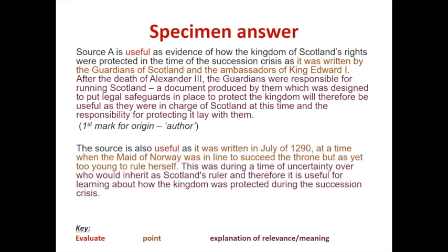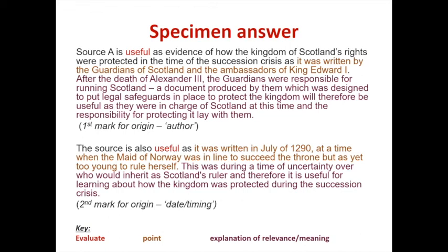So the second mark comes from date. So it says the source is useful, this is my evaluation, as it was written in July of 1290 at a time when the Maid of Norway was in line to succeed the throne, but as yet too young to rule herself. So I've made my point. I've taken that information from the rubric, that line that was above the source, added in a wee bit of insight and analysis for myself, and then I'm going to explain in purple.